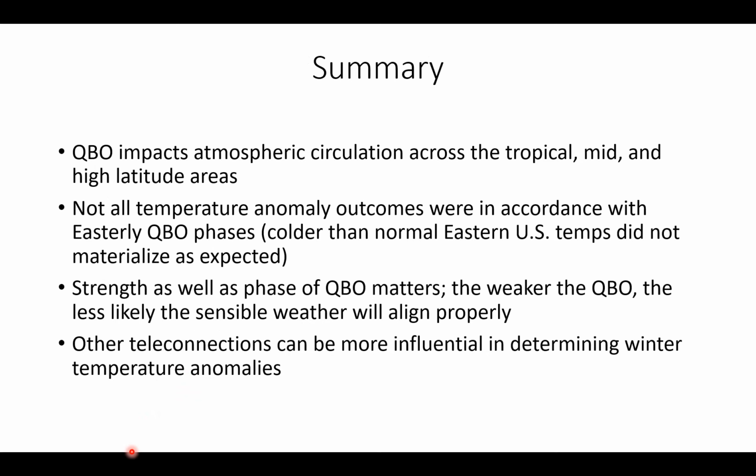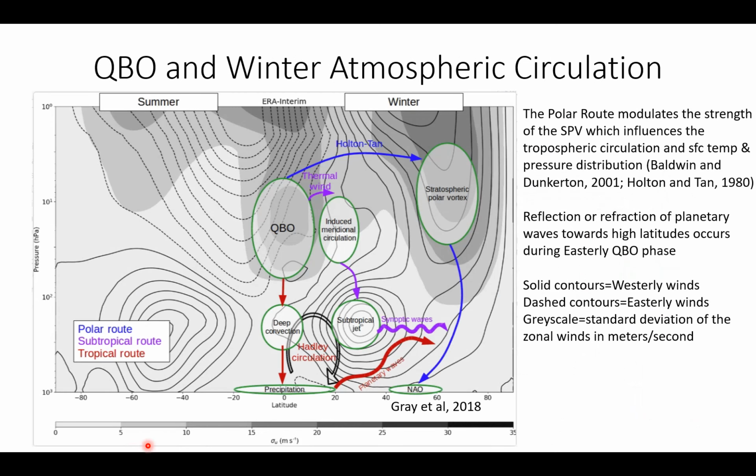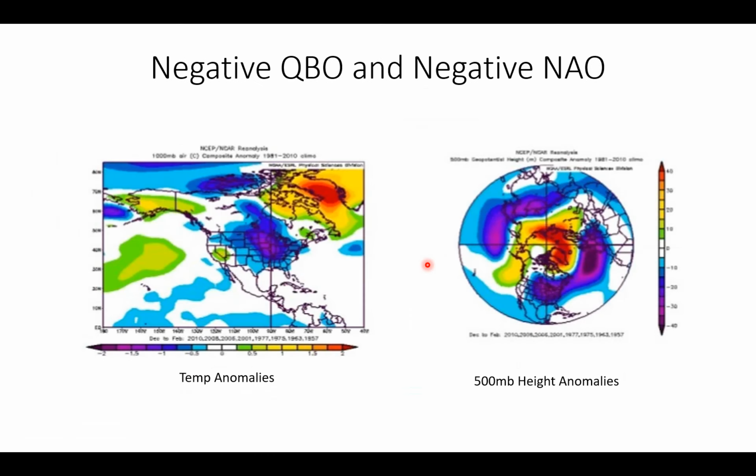So in summary, tonight's presentation, here are my closing thoughts. The QBO impacts atmospheric circulation across not only the tropical areas, but also the mid-latitudes as well as the high-latitude areas. We looked at this. This kind of told us that, 0 degrees latitude all the way up to 60 degrees in the high latitudes, the Arctic area, with that stratospheric polar vortex, okay? So we know there is a relationship between QBO at low latitudes all the way to the mid-latitudes with subtropical jet, all the way up to the high latitudes with that stratospheric polar vortex, okay?